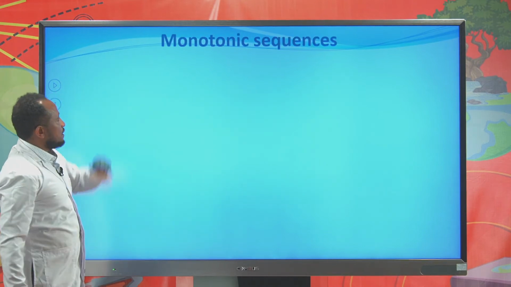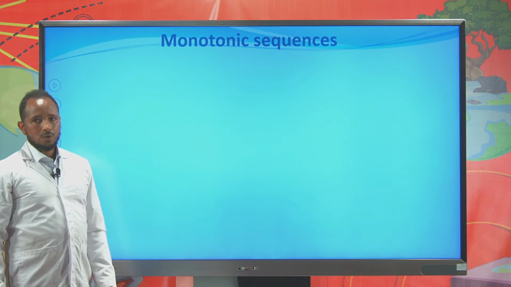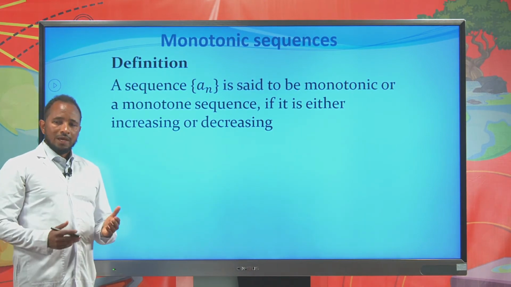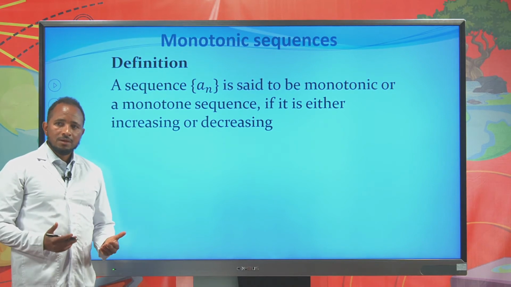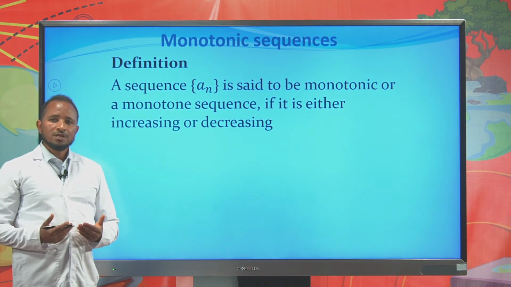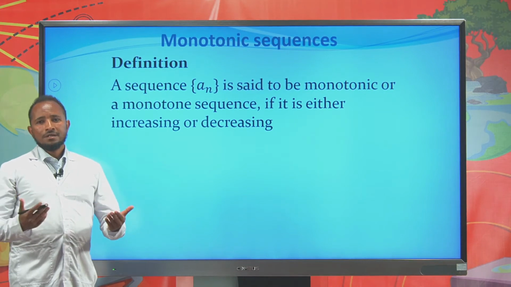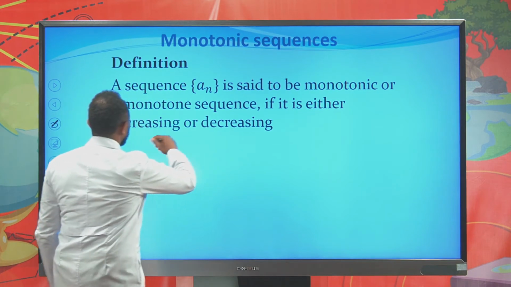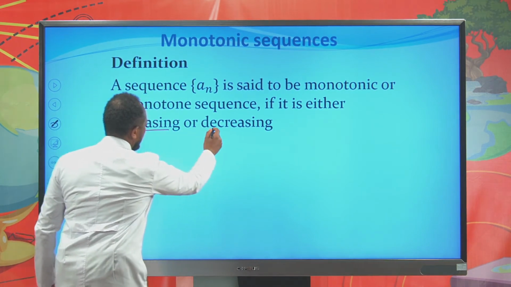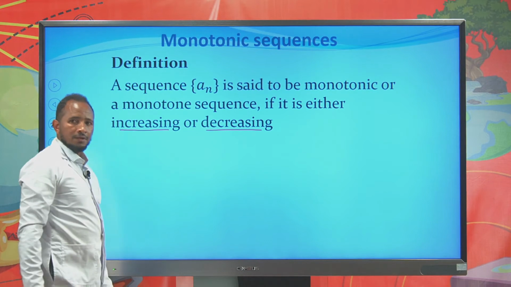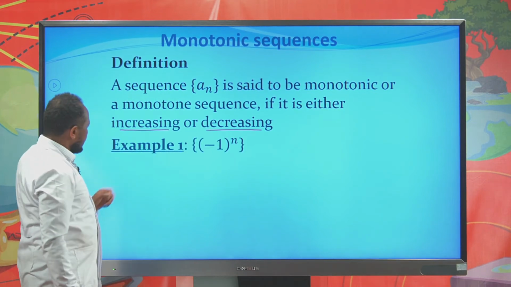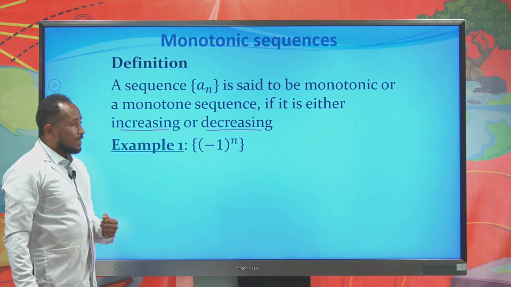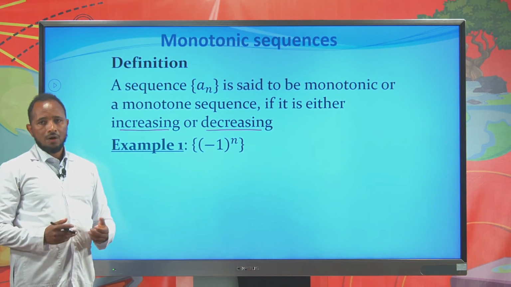Now let's see another part, monotonic sequences. A sequence a_n is said to be monotonic, or a monotone sequence, if it is either increasing or decreasing. So we call it a monotonic sequence if it is either increasing or decreasing. Let's see an example for this. Check whether this one is a monotonic sequence or not.